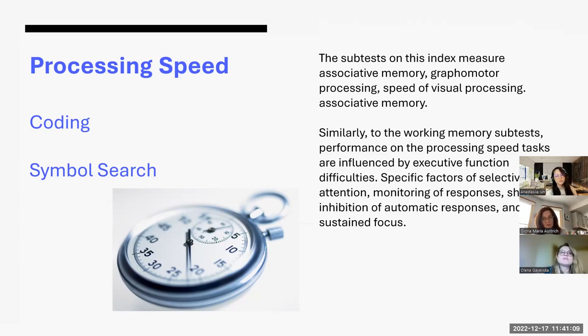The student is taught through demonstration that you have to use the key to make the mark or the symbol that goes with that number. So that's the associative learning piece. You're associating a number with a symbol, sort of like a letter with a sound, or a number with a value. And this one does measure graphomotor speed because the student actually has to make that symbol within the boxes.